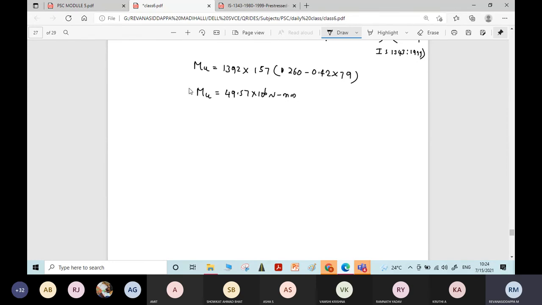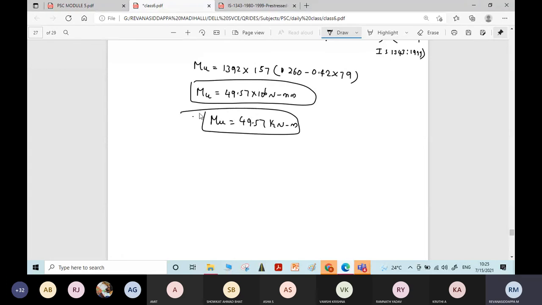Okay, 49.57 into 10 power 6 newton millimeter. Or MU is equal to 49.57 kilonewton meter. Okay.